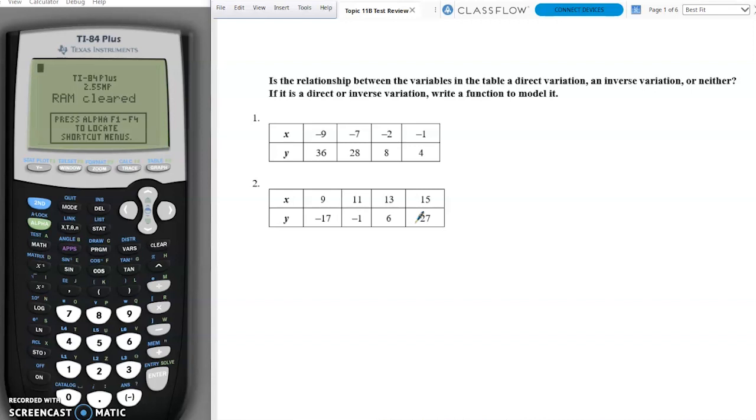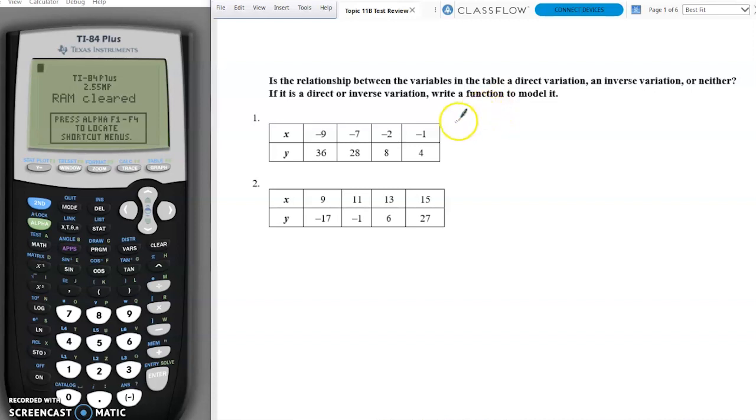So let's get started. Problems 1 and 2 are asking us, is the relationship between the variables a direct variation, an inverse variation, or neither? And if it is a direct or inverse variation, we need to write a function to model this, okay?